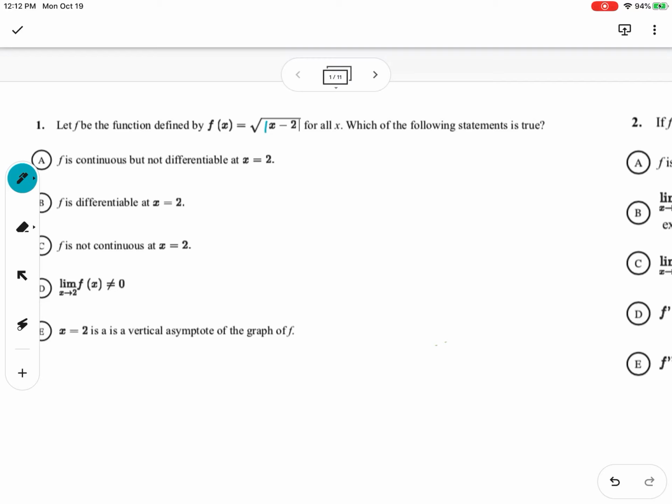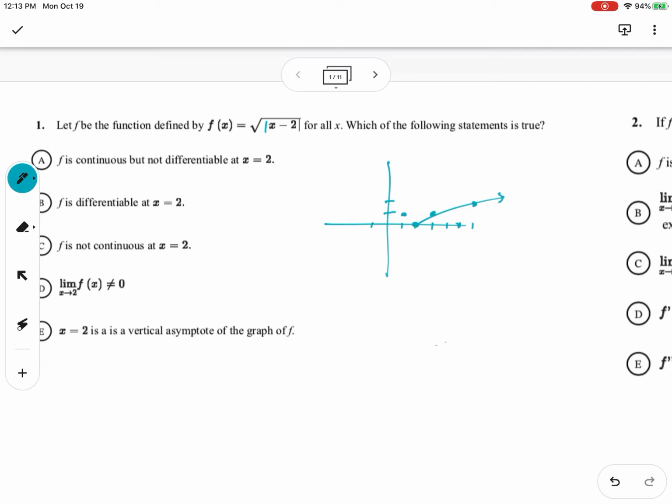So one thing I know about this graph, well, at 2 it's going to have a little point, that's kind of like our central point, right? And then I know at 3 it's going to be 1, and at 6 it's going to be 2. 3, 4, 5, 6. So at least on this end I know it would look like that.